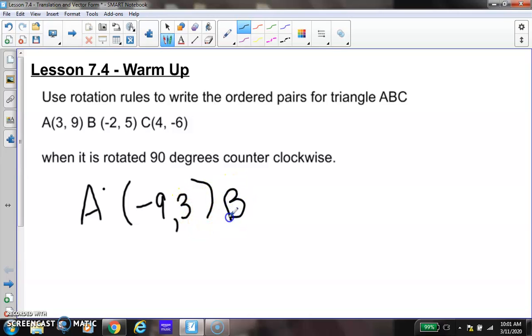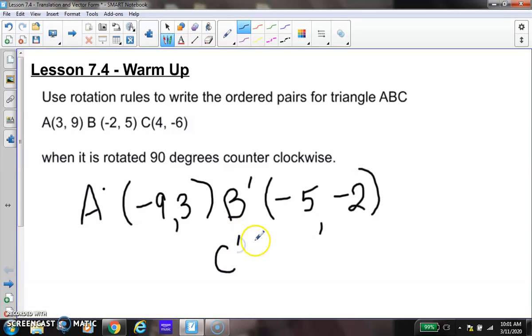For B prime, if we're starting out in quadrant number 2, and going backwards a quadrant, we're going to be in quadrant 3, which all the signs are going to be negative. So that means that x is going to be negative, y is going to be negative. And I'm going to flip-flop the numbers around since it's a 90-degree move. So the correct answer for the coordinate for B prime is going to be -5, -2.